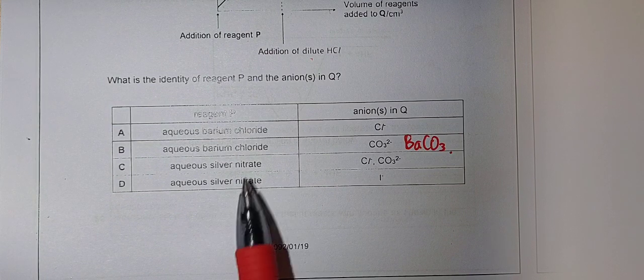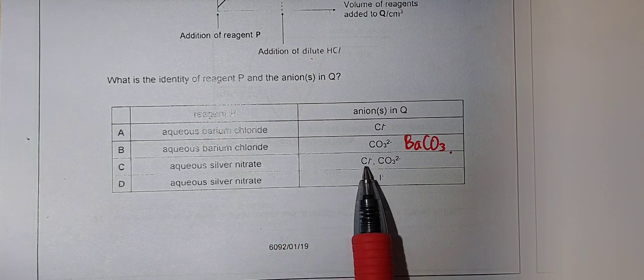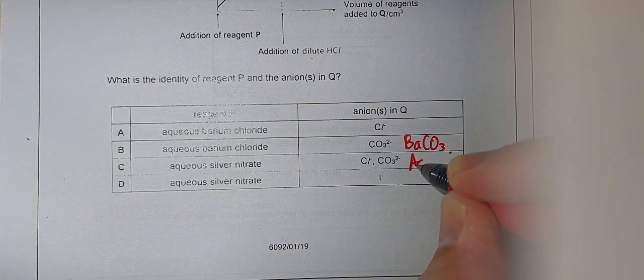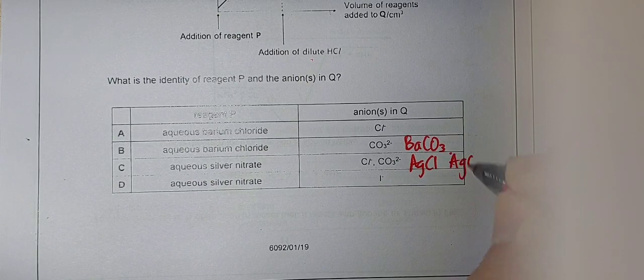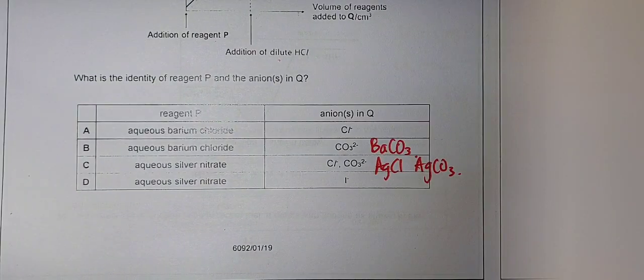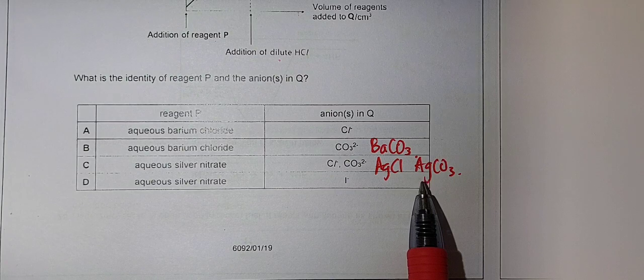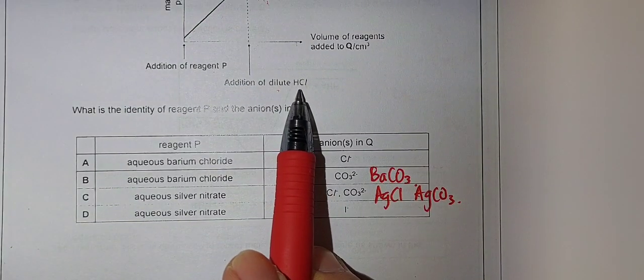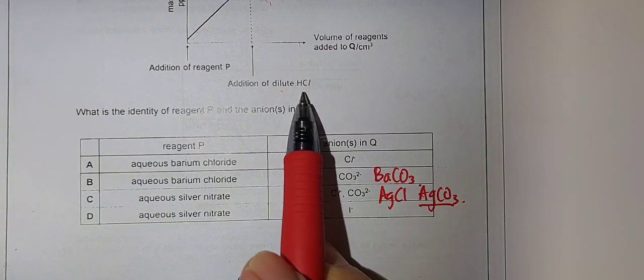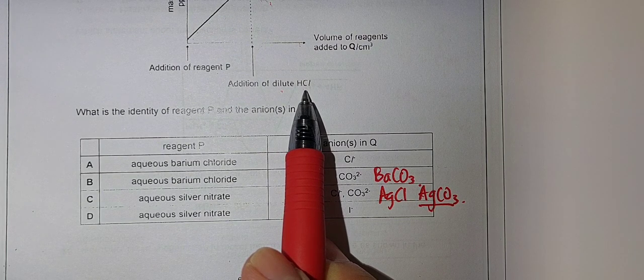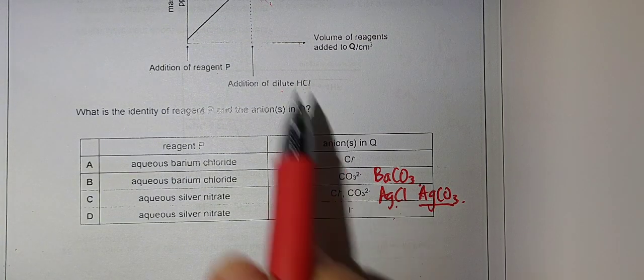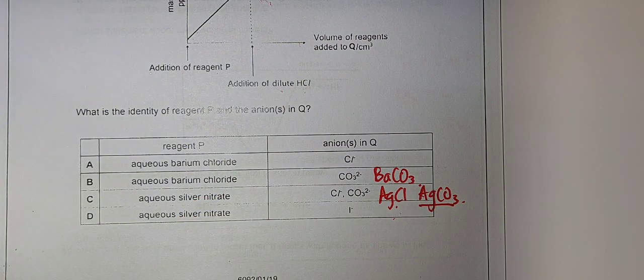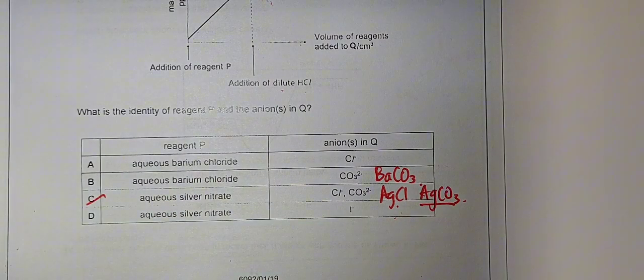So if you look at C, silver nitrate, it will form silver chloride as well as silver carbonate. So both are precipitates. And one of these precipitates must react with acid. So in this case, your silver carbonate reacts with acid. All right. And then the other precipitate doesn't react with acid. So the answer is C.